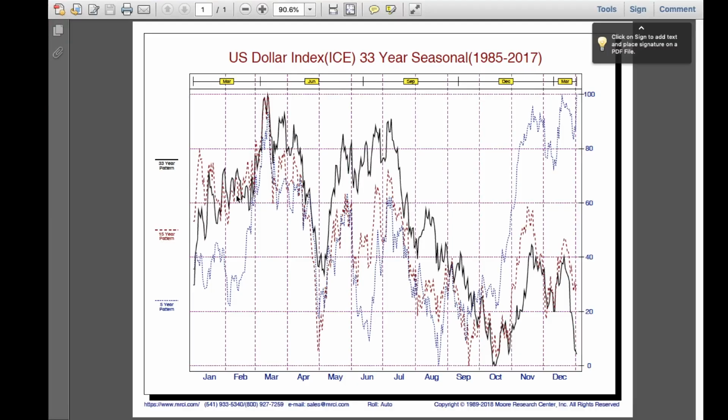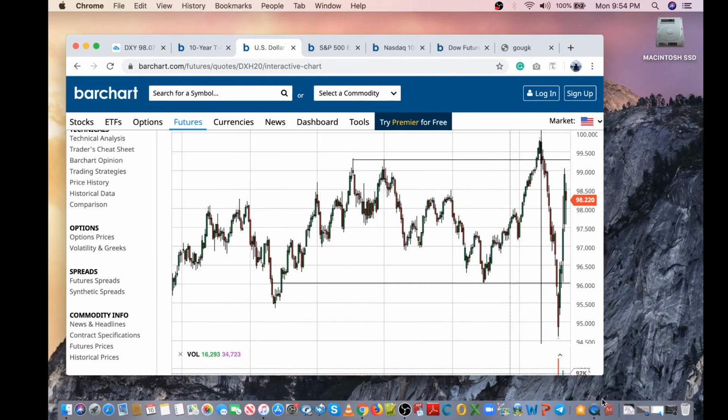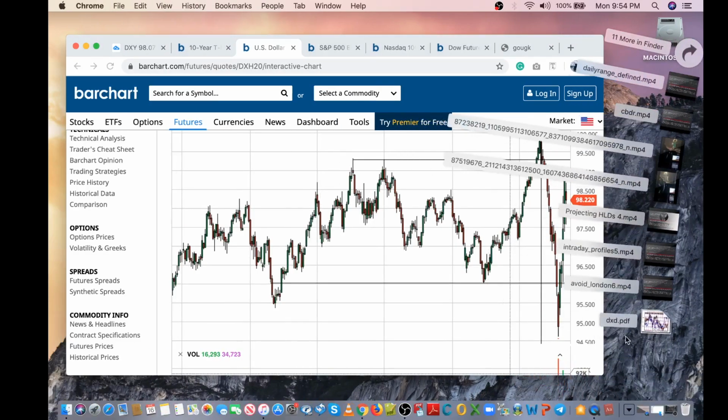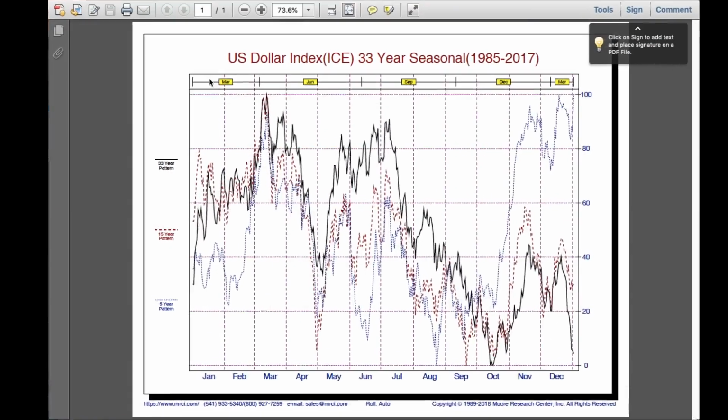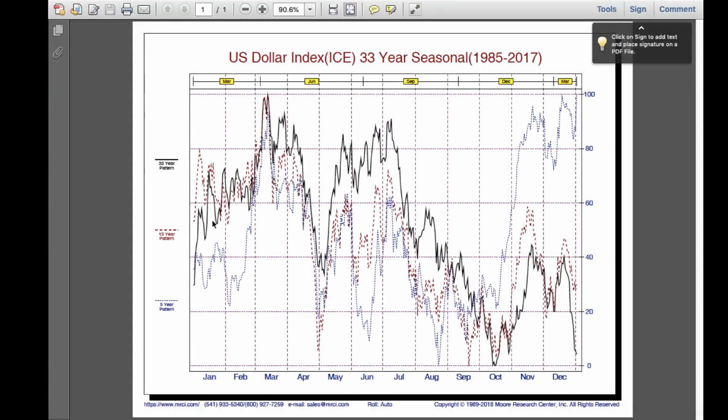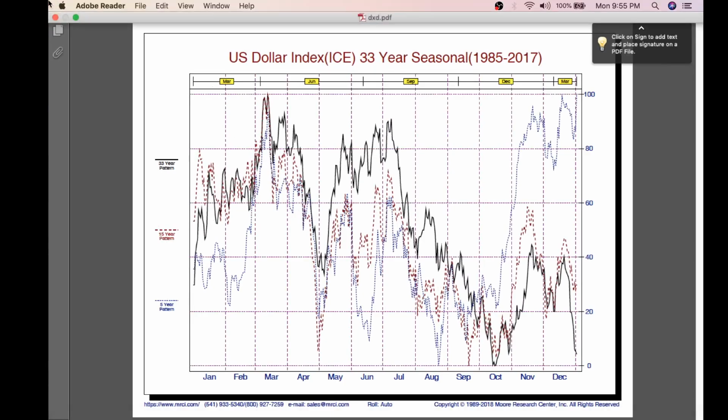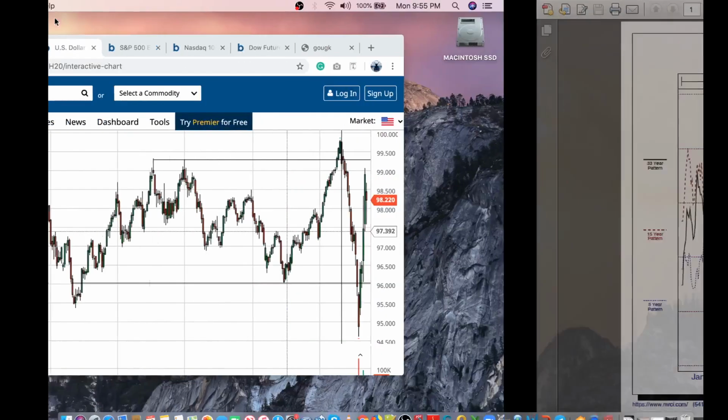The red dotted line is a 15-year pattern on the DXY. The blue dotted line is a 5-year pattern on the DXY. Okay, so let's do this real quick. Look how the 33-year, the 15-year, and also the 5-year show that around March is when the DXY is most likely to drop.